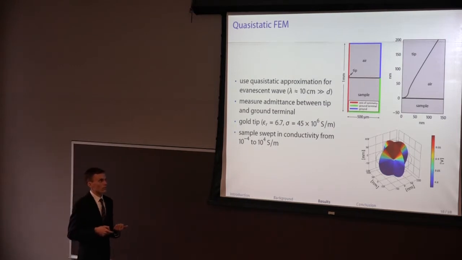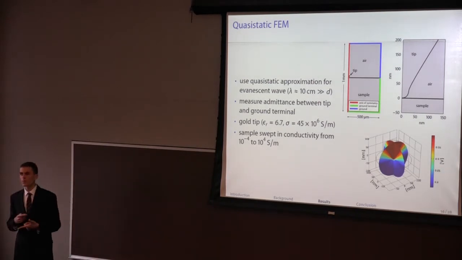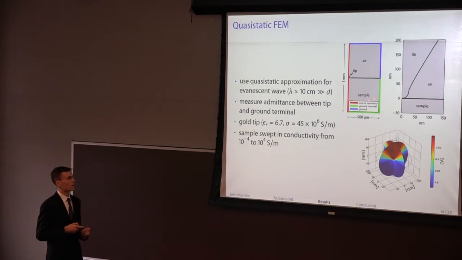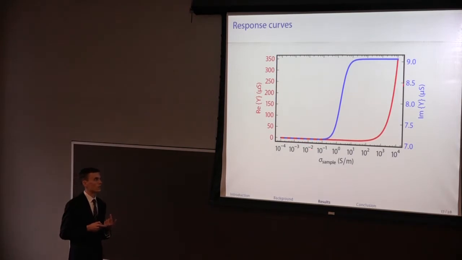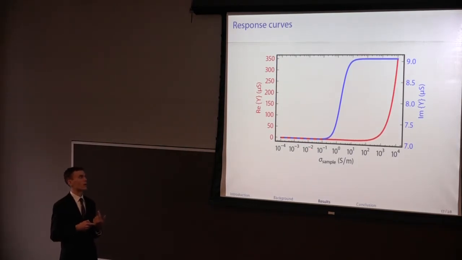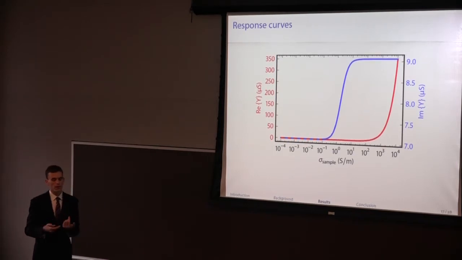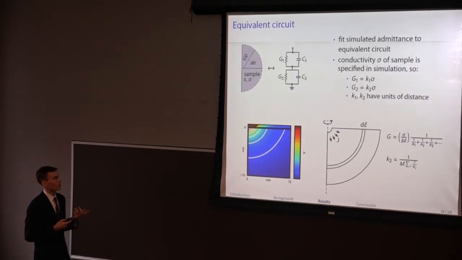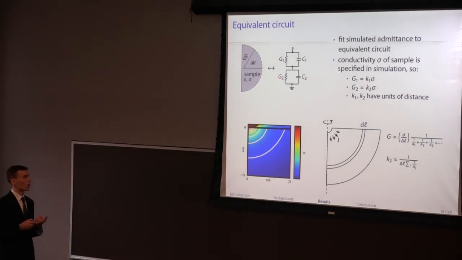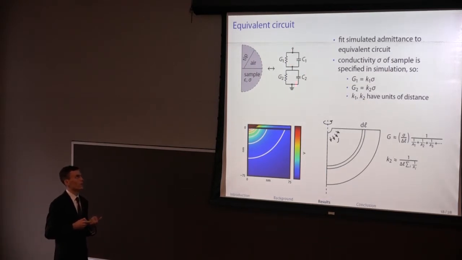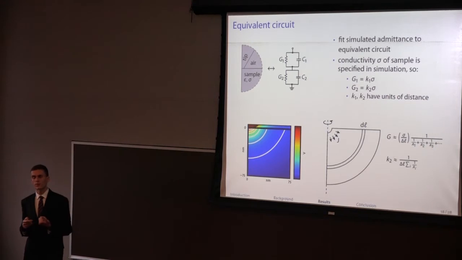And the results are the voltage field everywhere, and then also, more importantly, the tip sample admittance. And as I sweep the conductivity of the sample here between these values, the results of that, just the real and imaginary parts over sigma, are just an increasing real part and kind of switching between these two levels for the capacitive part. This behavior can be easily understood just from an ordinary equivalent circuit. Basically, in the low and high conductivity limits, I'm just kind of changing the balance between these capacitors.